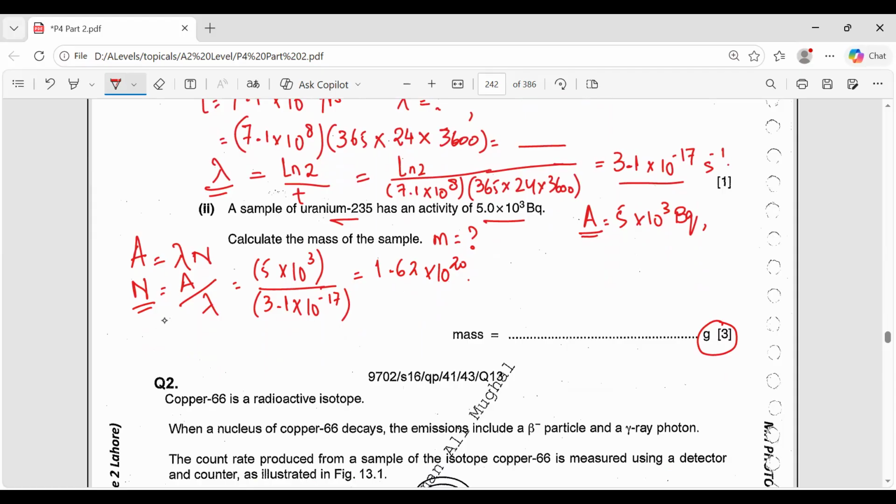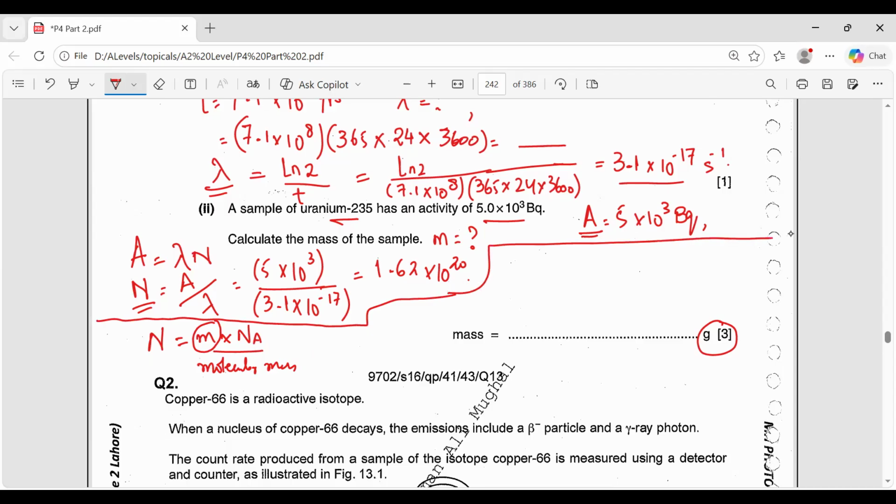So we studied this formula. What was the formula? Previously we did this question as well. Mass in grams multiplied by Avogadro number divided by molecular mass is equal to the number of nuclei. Okay? So for the number of molecules, or the number of nuclei, we use this formula. Now we need to find out m and we have all the remaining things with us. So what are the remaining things? We are going to place them here.